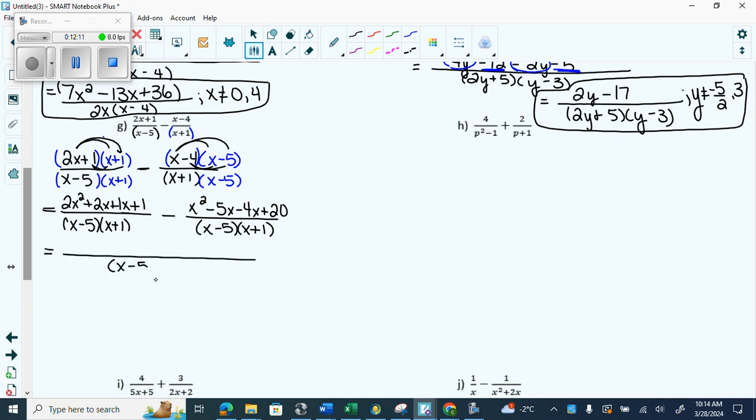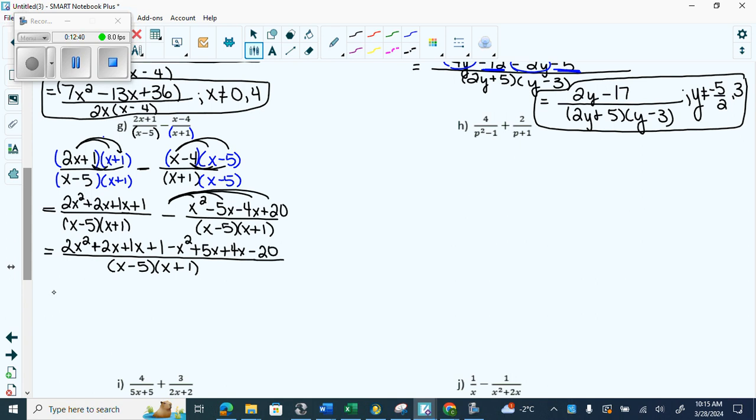And because it's a subtraction, I have to remember to subtract all the terms behind it, not just the x squared. So I get 2x squared plus 2x plus 1x plus 1 minus x squared, minus a minus, so plus 5x, minus a minus 4, so plus 4x, and then minus 20.